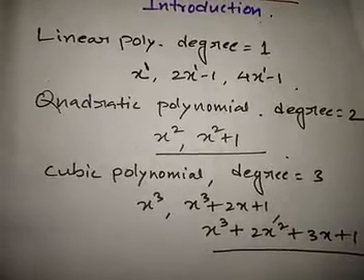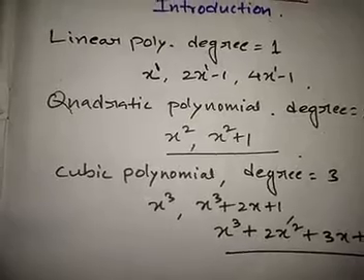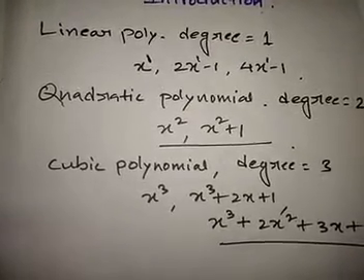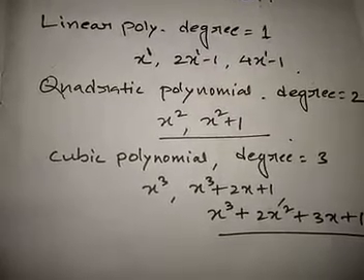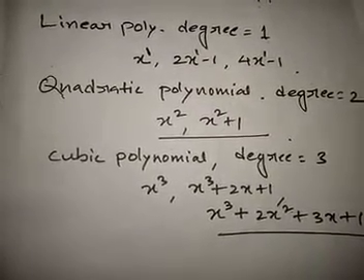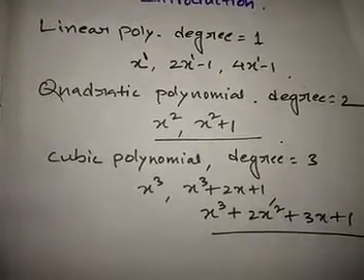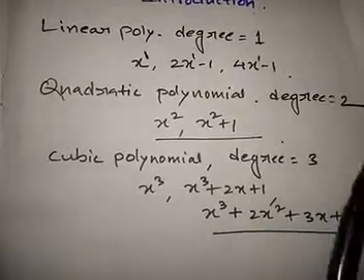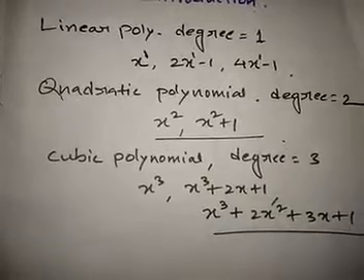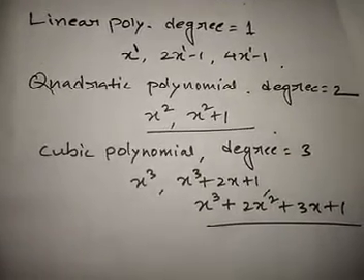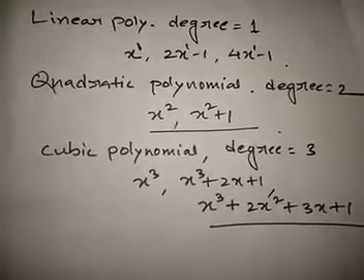Now our today's topic is quadratic equation. So in the quadratic equation, the only difference is there will be one equal sign. In case of quadratic polynomial, there will be no equal sign and there will be no 0 in the right hand side. In case of quadratic equation, the only difference is there will be an equal sign and 0 in the right hand side.